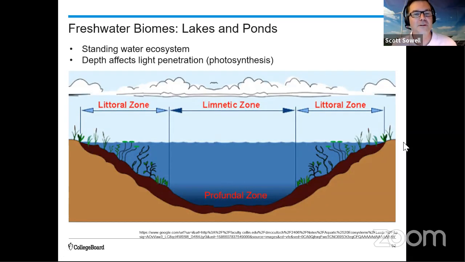Sounds like a great job. I'd love to be doing that. So let's now look at lakes and ponds. So these are standing water ecosystems.